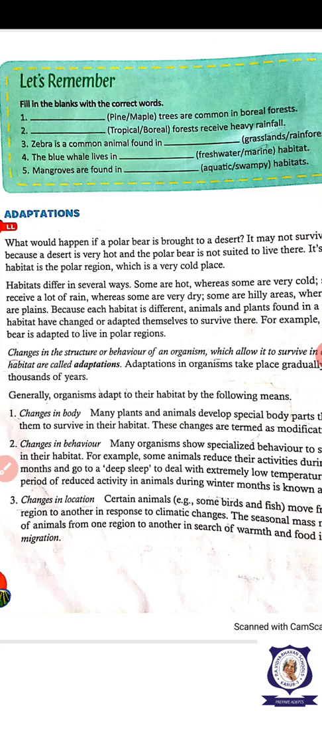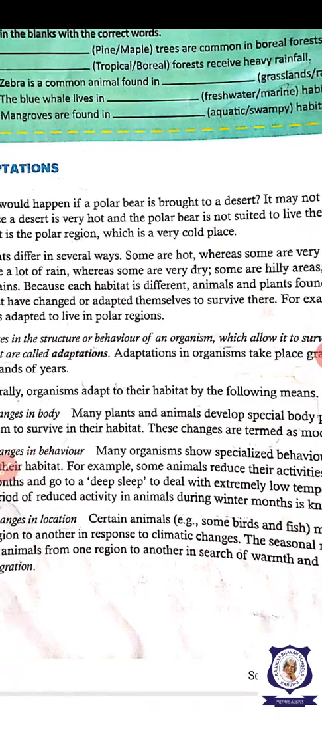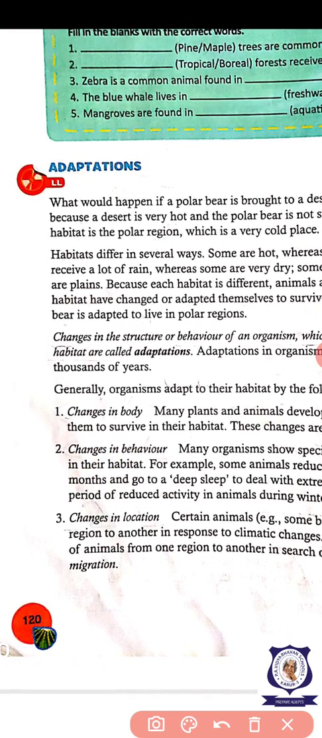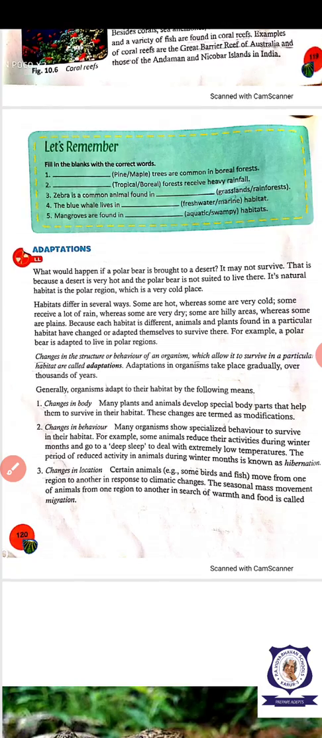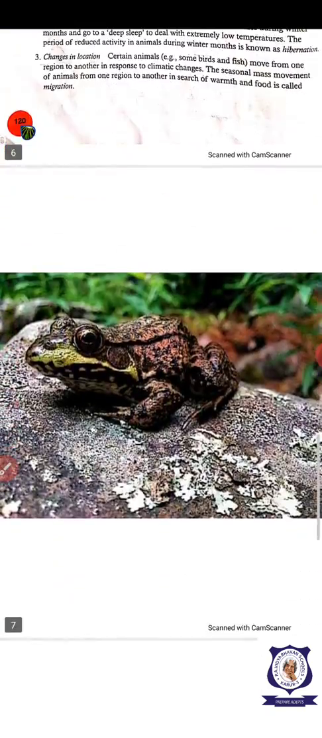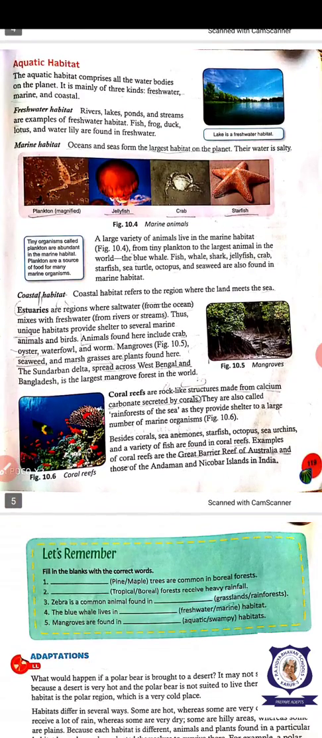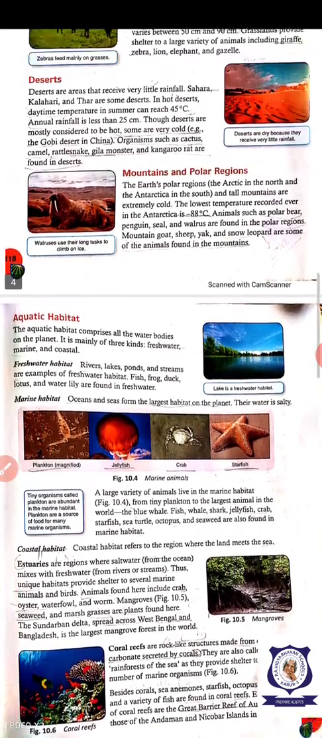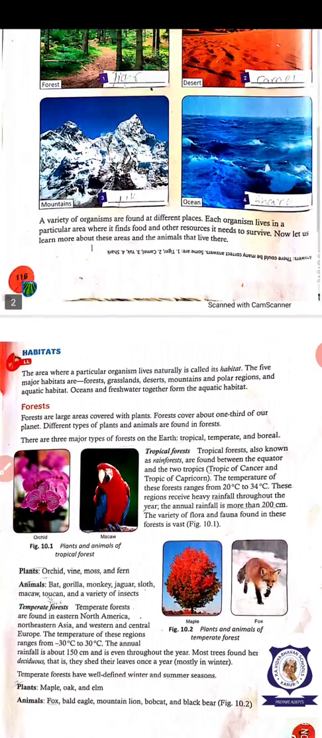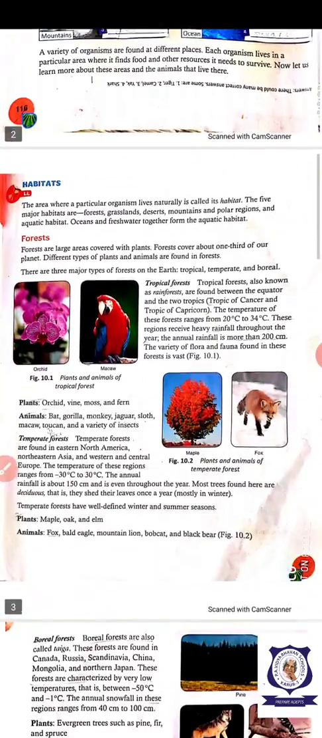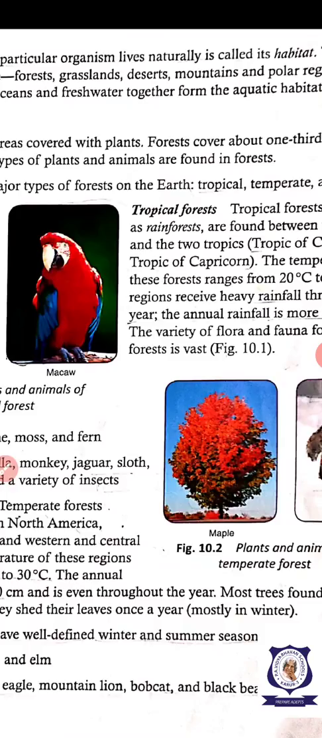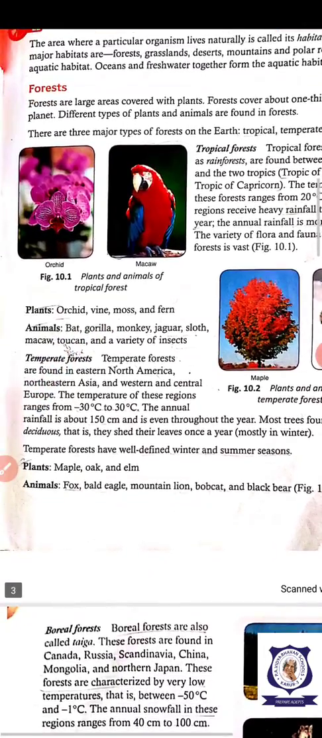Okay. Then generally organisms adapt to their habitat by the following means. What are the means of adaptation? Changes in body, changes in behavior, changes in location. This will come in the 5-mark question. Okay, 5-mark important question. Okay, and 3 types of forest also important question. Okay children, now you understand this lesson. Nicely go through, take down the points, and then write neatly in the classwork, take photo and send in your groups. Okay, nicely you study and keep all these things, and many of the important words are there that I will give as dictation words also.